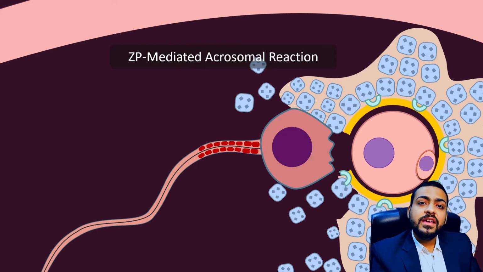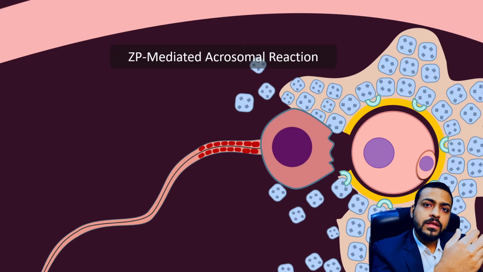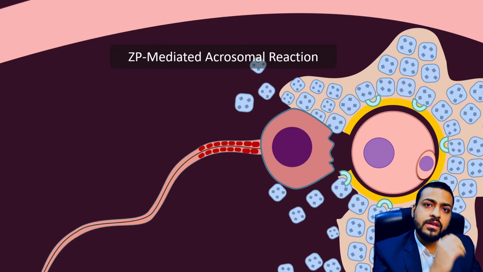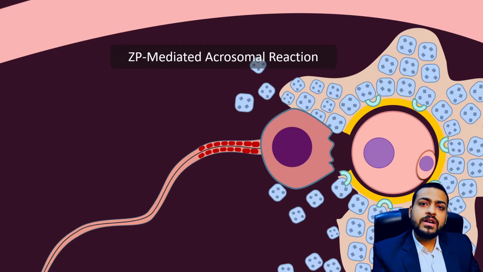That is why in a condition of oligospermia, when the sperm count in a male is reduced, although it is not zero, but the sperm count is low, in that condition the smaller number of sperm cannot fertilize, because they cannot help the one fertilizing sperm by that spontaneous acrosomal reaction.